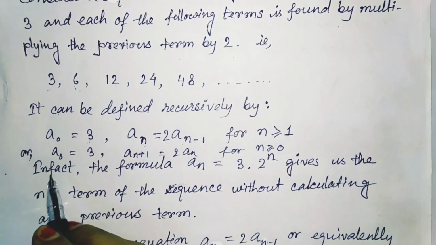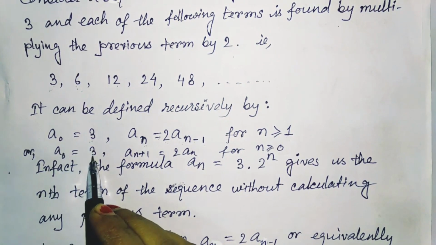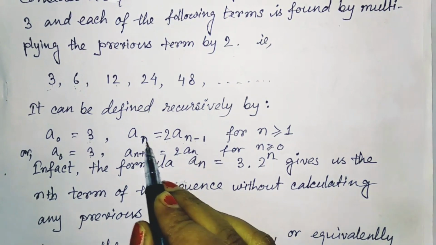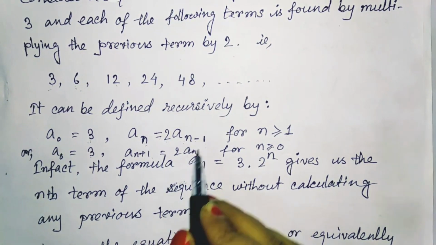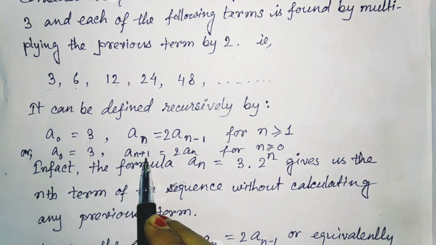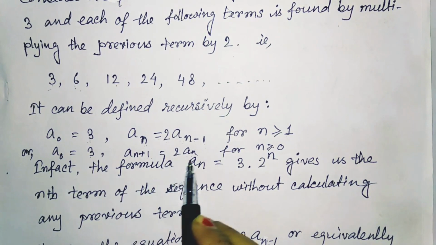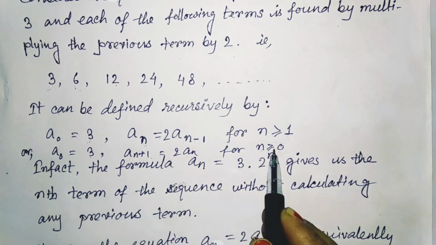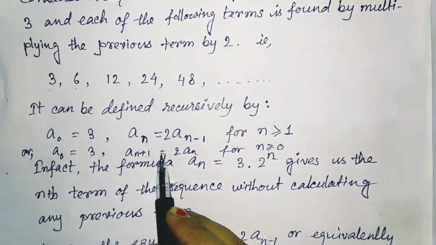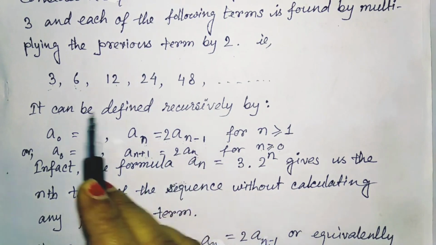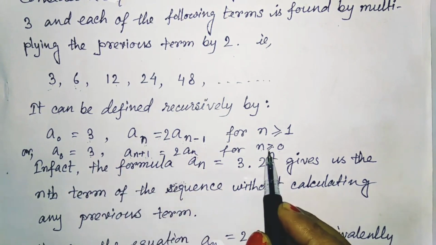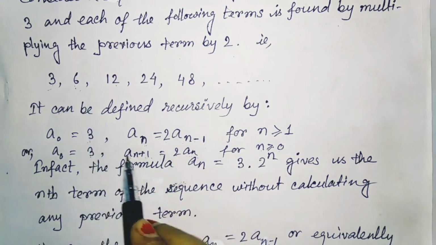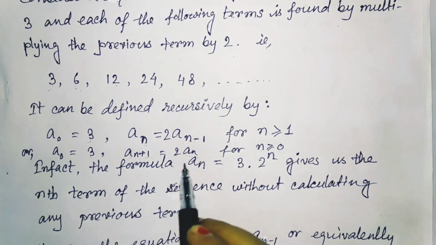Otherwise, we can also define it by a0 is equals to 3 and an plus 1 is equals to 2an. Instead of an is equals to 2an minus 1, we can rewrite it as an plus 1 is equals to 2an. Both are same. That time n has to be greater or equals to 0. Now look, when n is equals to 0, we will find out a1 is equals to 2 into a0. So we will get 6 for a1. Similarly, when n is equals to 1, we will get a2 is equals to 2a1. a1 is equals to 6, hence a2 is equals to 12, and so on.